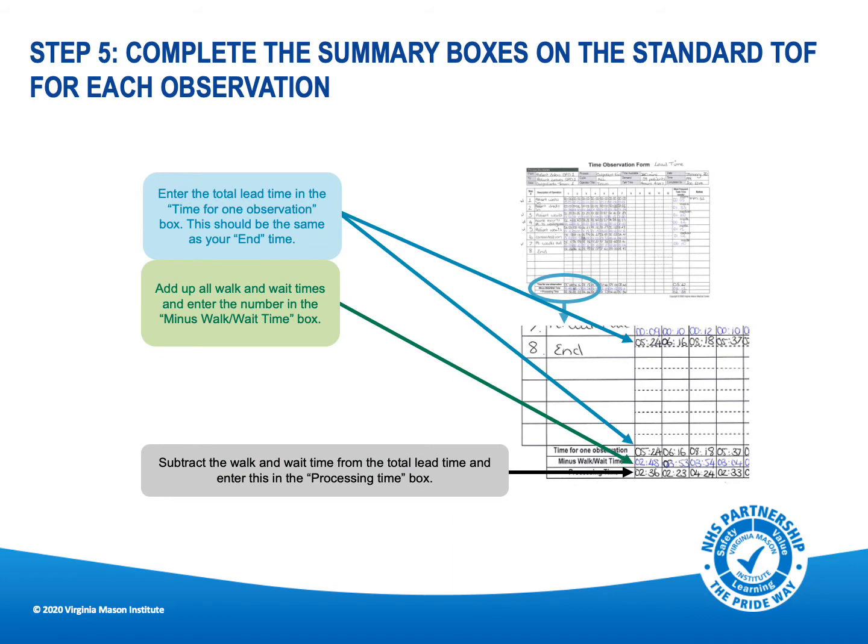Time for one observation will be whatever end time you clocked at the end of the observation. See here Zoe's end time of 5 minutes and 24 seconds. Then you need to add up all of the walk and or wait steps you marked with a W. Subtract this walk and wait time from the time for one observation. This will be your processing or hands-on time and goes in the box at the bottom.